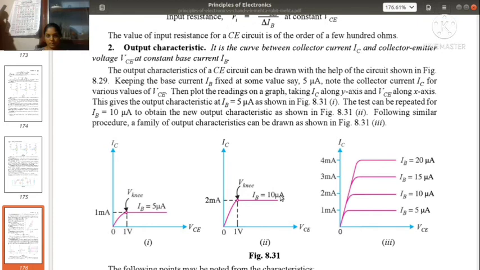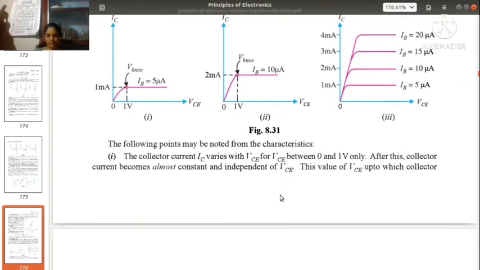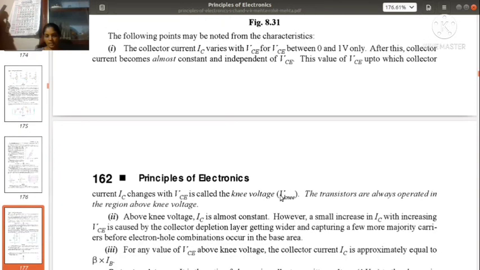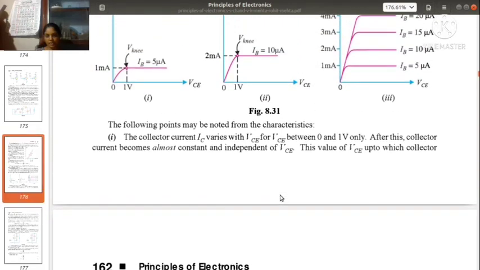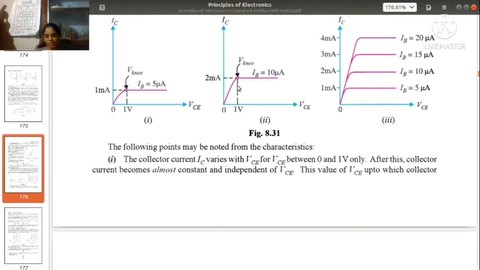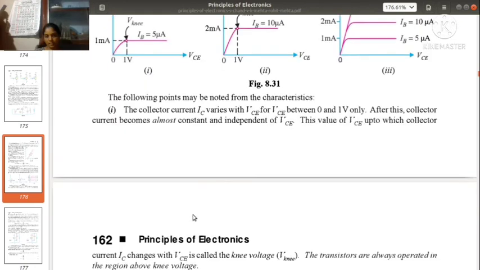In the output characteristic curve, the collector current IC varies with VCE for VCE between 0 and 1 volt only. After this, the collector current becomes almost constant and independent of VCE. This value of VCE up to which collector current IC changes with VCE is called the knee voltage. The transistors are always operated in the region above the knee voltage. You can see that the collector current changes like this only up to this value, and beyond that it has a steady, almost constant value. This voltage is known as the knee voltage, up to which the collector current varies.